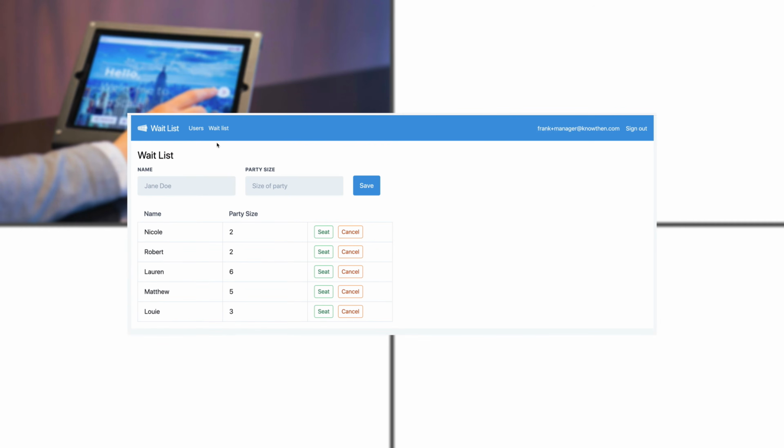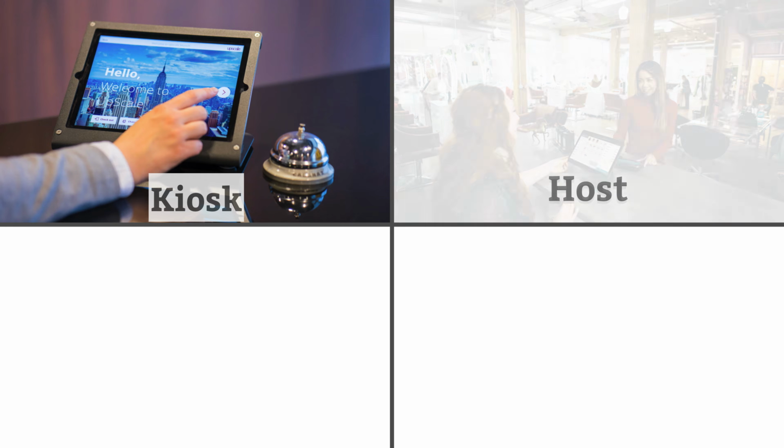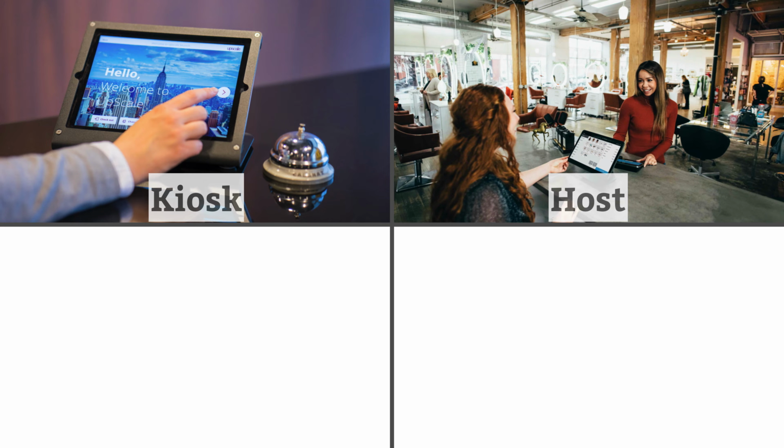In other words, they should be able to add their name to this list, but they shouldn't be able to click the Seat or Cancel buttons, and they definitely shouldn't be able to do anything related to users. The next type of user could be a host or hostess, which can both add customers to the waitlist, and they can either seat or cancel a waiting list party, but they shouldn't be able to view or edit users.